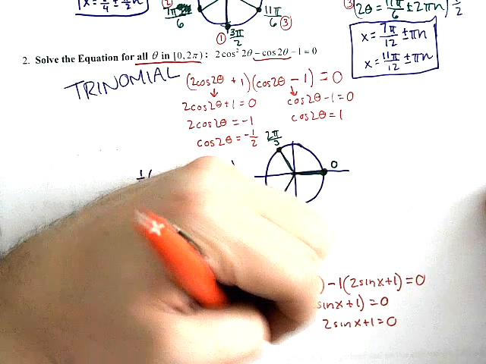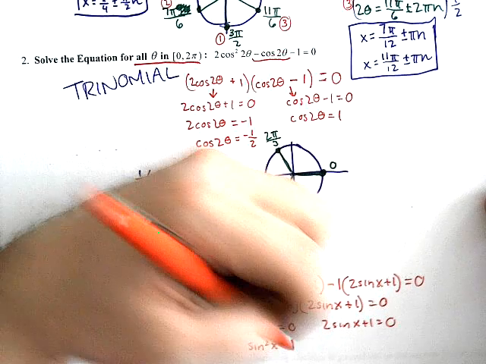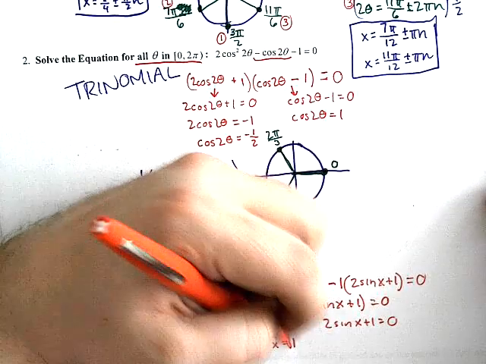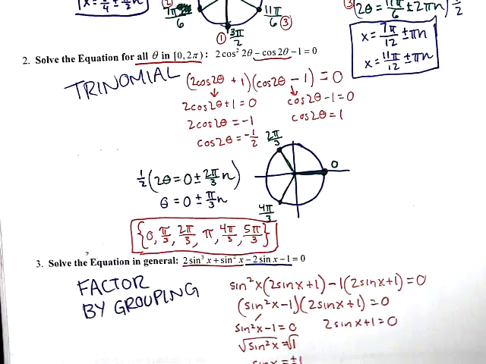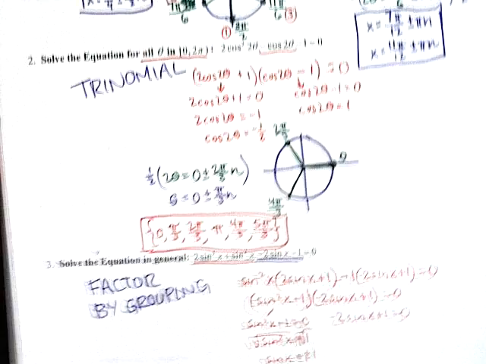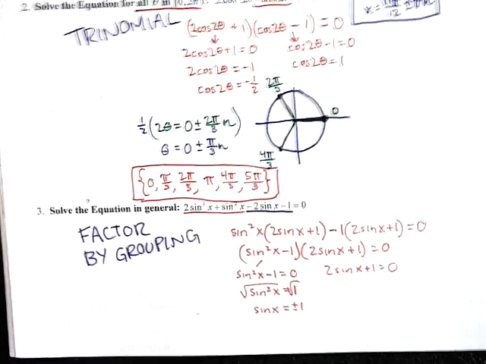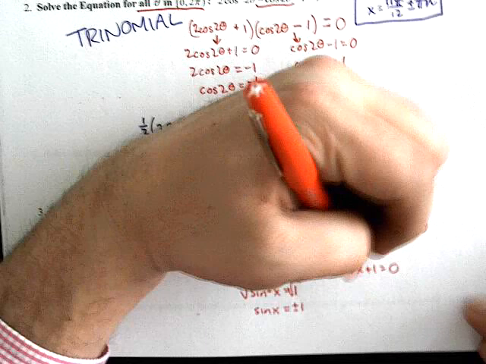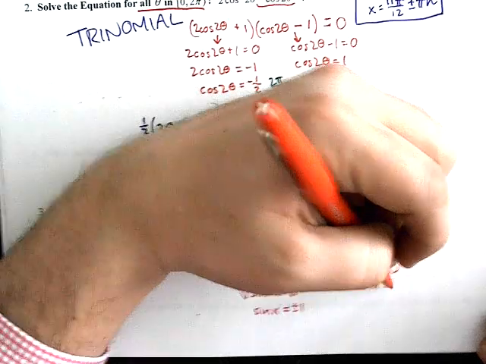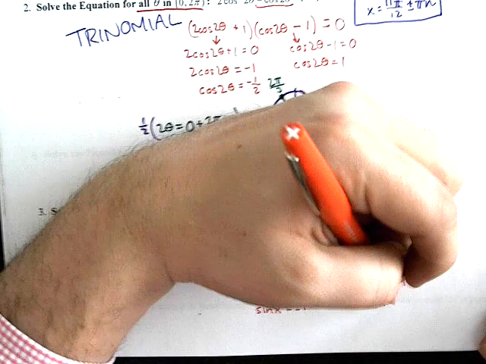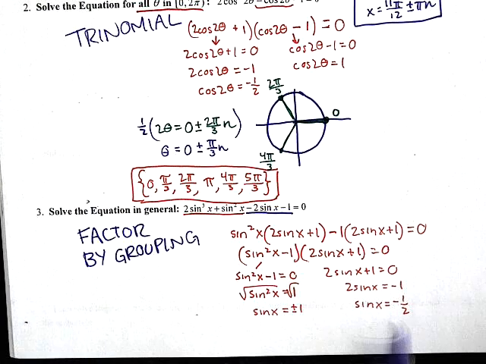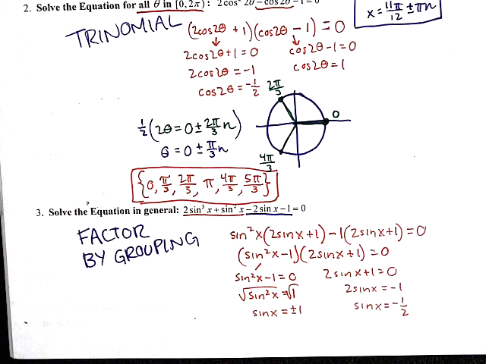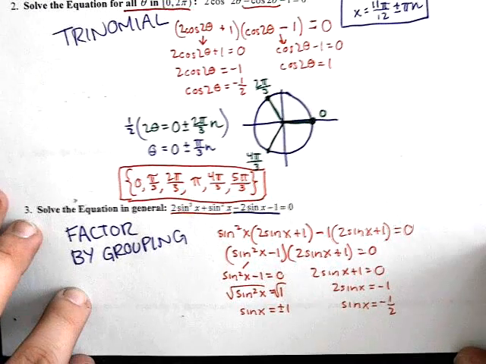All right, so sine squared x equals 1, square root, sine x equals plus or minus 1. Oop, I'm a little off the page there, sorry guys. Still a little off. All right, on this next one, I would just say 2 sine x equals negative 1, or sine x equals negative 1/2. All right, so now the whole idea here, now that we have both of these trigonometric equations, I need to sketch a unit circle.